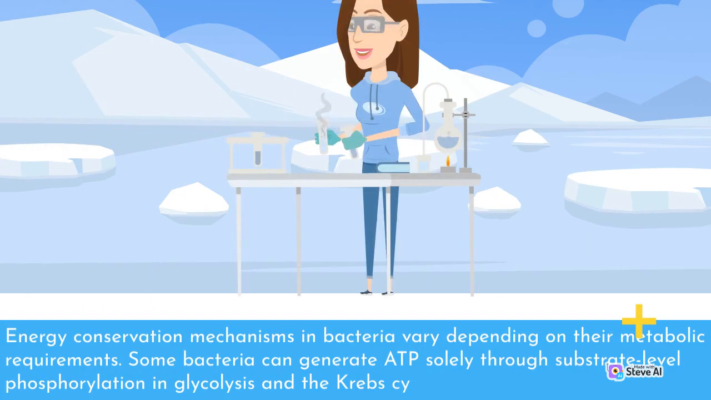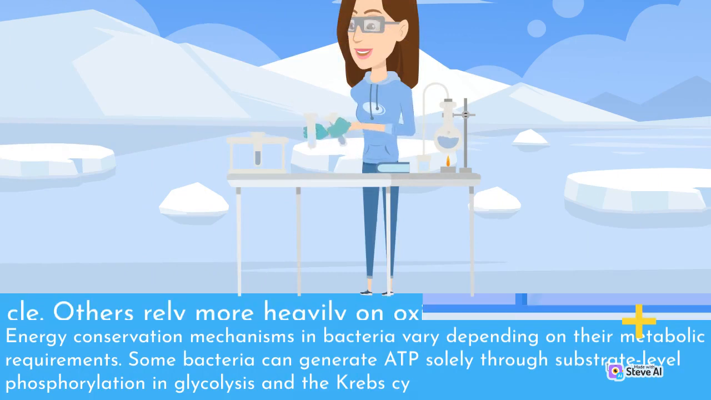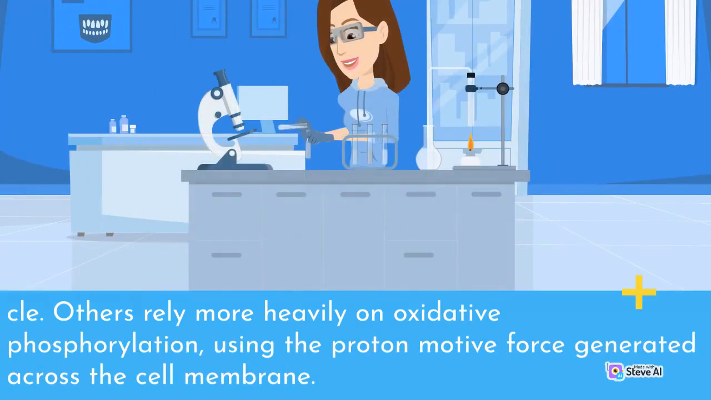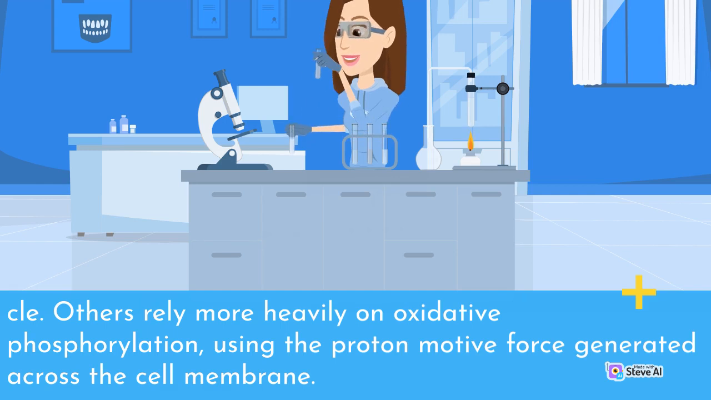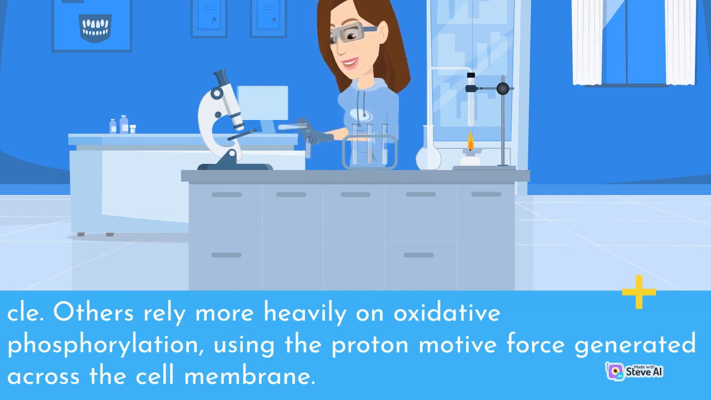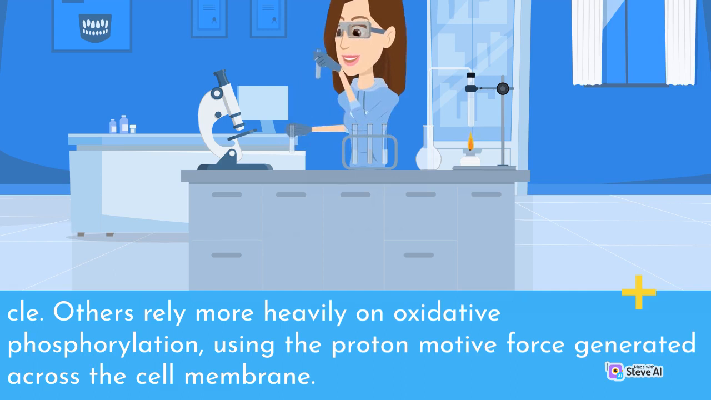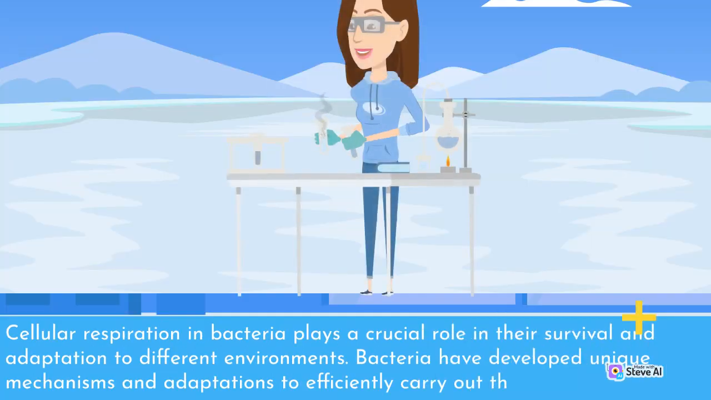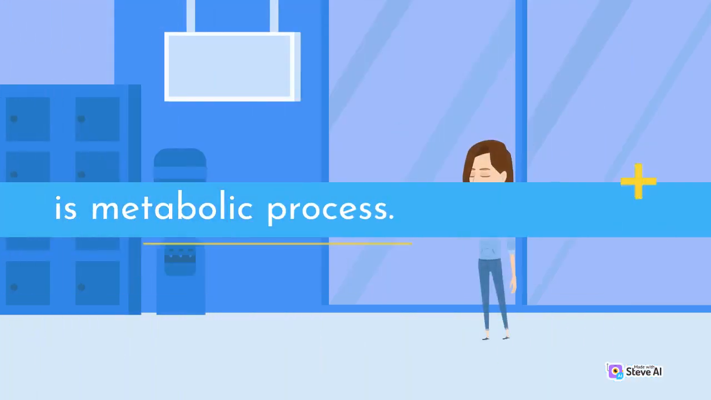Energy conservation mechanisms in bacteria vary depending on their metabolic requirements. Some bacteria can generate ATP solely through substrate-level phosphorylation in glycolysis and the Krebs cycle. Others rely more heavily on oxidative phosphorylation, using the proton motive force generated across the cell membrane. Cellular respiration in bacteria plays a crucial role in their survival and adaptation to different environments. Bacteria have developed unique mechanisms and adaptations to efficiently carry out this metabolic process.